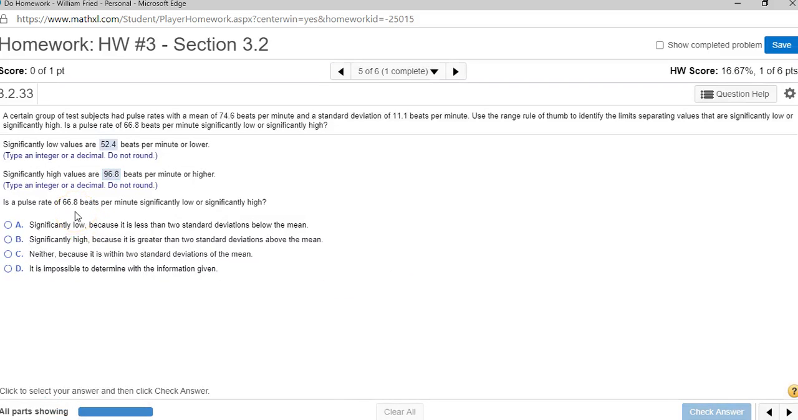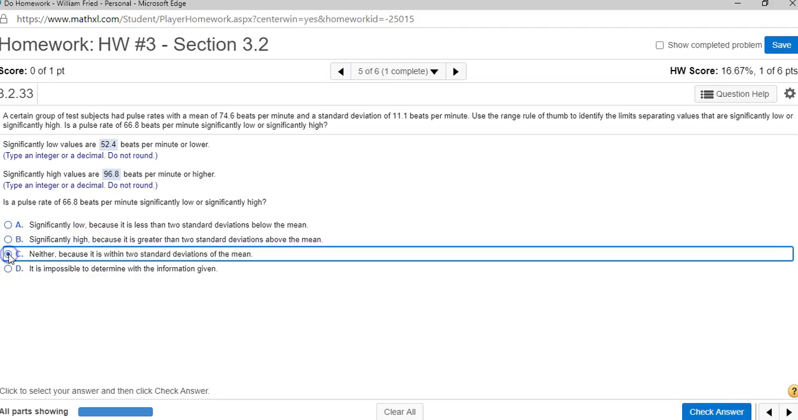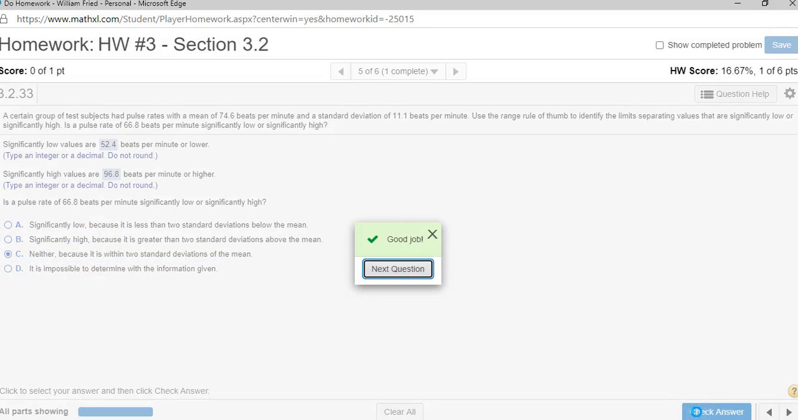And then what do they say? 66.8. Is it significantly high or significantly low? Well, to be significantly low, it would have to be less than 52.4, which it is not. To be significantly high, it would be more than 96.8, which it is not. So it's not significantly low, and it's not significantly high. It's neither because it is within 2 standard deviations of the mean. Good job.